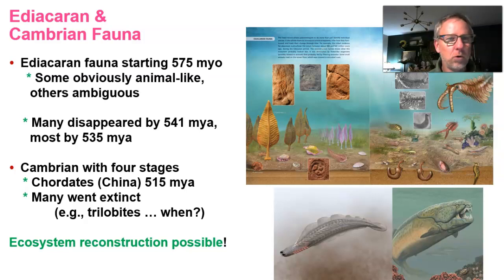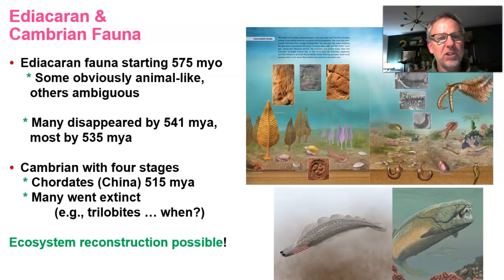The O is for old. Some are obviously animal-like. Others are more ambiguous. The upper right figure on your slide is showing this two-page panel from your textbook, and the left-hand page is showing Ediacaran fossils, some of which don't look like any animals on Earth today. And then the right-hand panel is showing a little bit later the Cambrian fossils, part of what's called the Cambrian explosion. So many of those Ediacaran fossils disappeared by about 540 million years ago, and then the Cambrian animals took over. Four stages of Cambrian fossils.